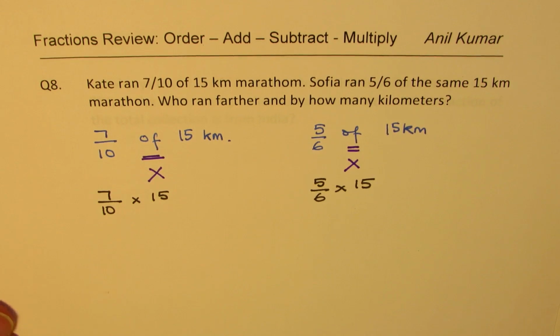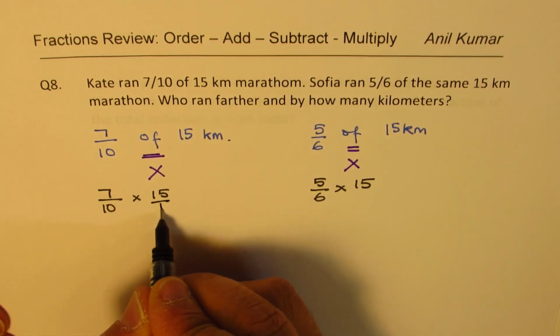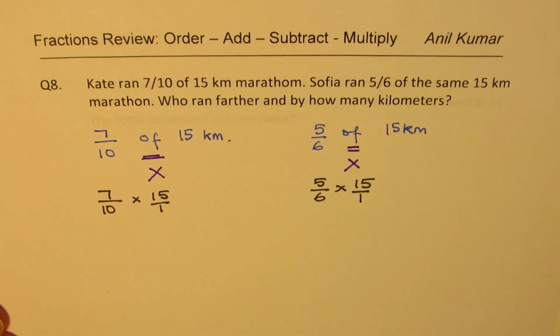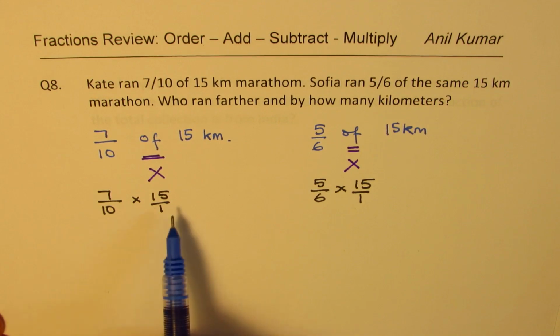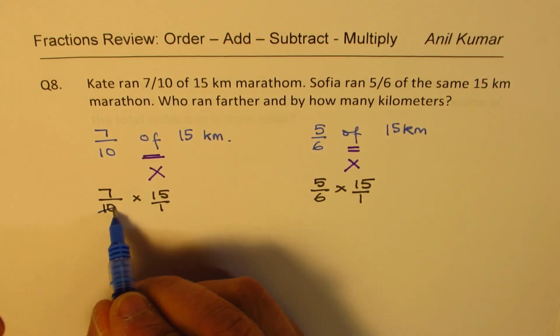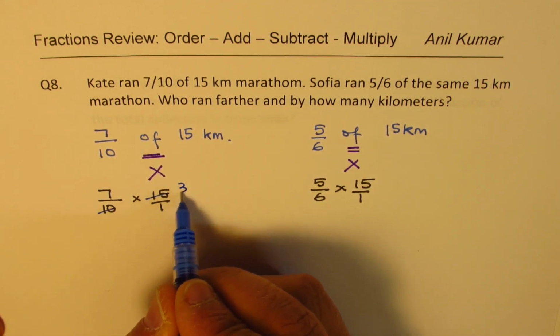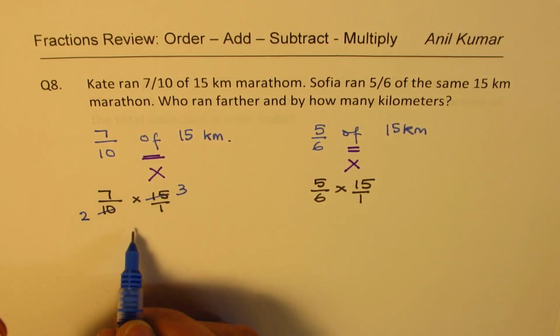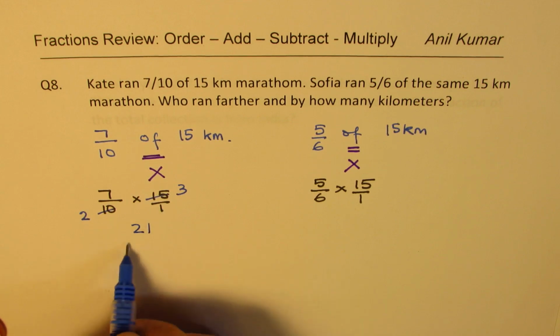Now, 15 is a whole number. 15 could be written as 15/1, right? No need to write it, but I'm just trying to show you. It could be written like this, right? Now, first step to multiply is to simplify. We can divide both of them by 5. 5 times 3 and 5 times 2. And now, 7 times 3 is 21 and 2 times 1 is 2.